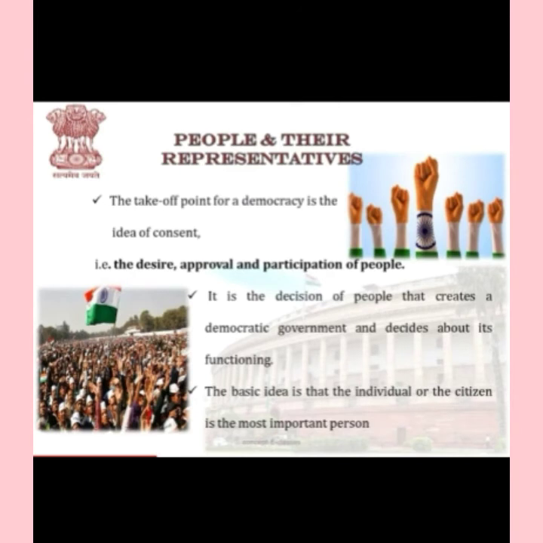Now let us discuss the next topic, people and their representatives. The takeoff point of a democracy is the idea of consent, that is the desire, the approval and participation of the people. It is the decision of the people that creates the democratic government and decides about its functioning. The basic idea is that the individual or the citizen is the most important person. That means it is the government of the people. So the government should work only for the welfare of the people, and the government is chosen by the people, you know that.